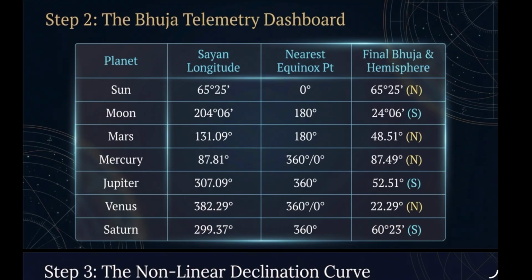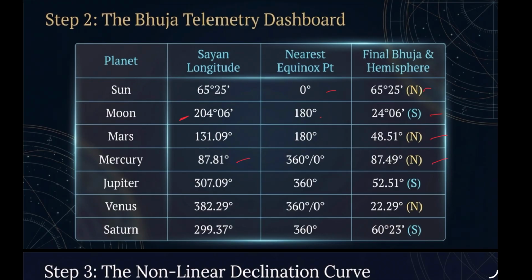Sun is between 0 to 90, so nearest equinox point is 0 degree. So we subtract 65 minus 0, we are getting here. Moon is at 204, so its nearest equinox point is 180 degree. So if we subtract 204 minus 180, we are getting, Moon is in the southern hemisphere. Mars 131.09, 180 minus this, we are getting 48.51. It is in the northern hemisphere because it is less than 180. This is greater than, that's why it is in the southern hemisphere.